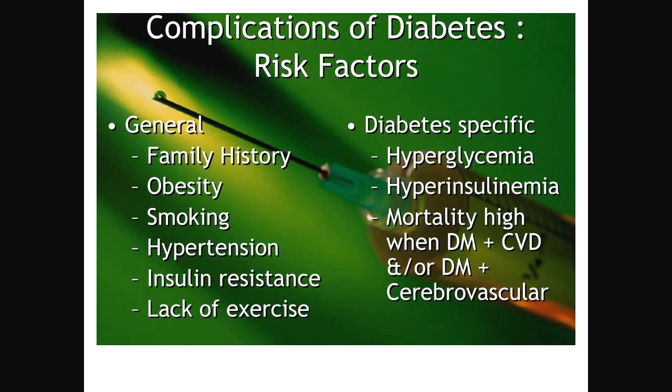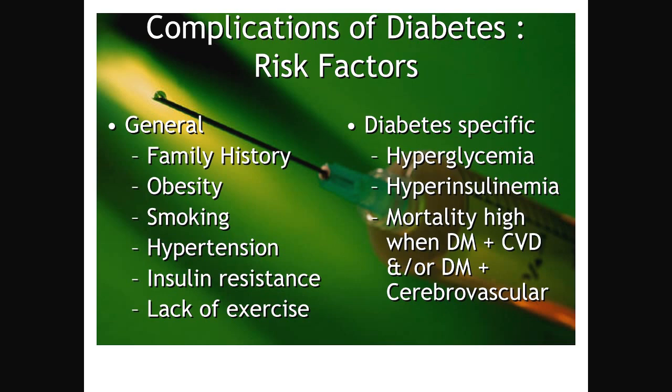So some risk factors involved in diabetes. Generally, most people are going to be familiar with family history, obesity, smoking, hypertension. You can have insulin resistance, like we discussed. Lack of exercise and other lifestyle issues are going to contribute to diabetes. But then you have diabetes-specific issues. You have glycosylation of your proteins, like in your hemoglobin. You see that if you have hyperglycemia, you're going to have that happen. That's going to cause issues that can lead to other comorbidities.